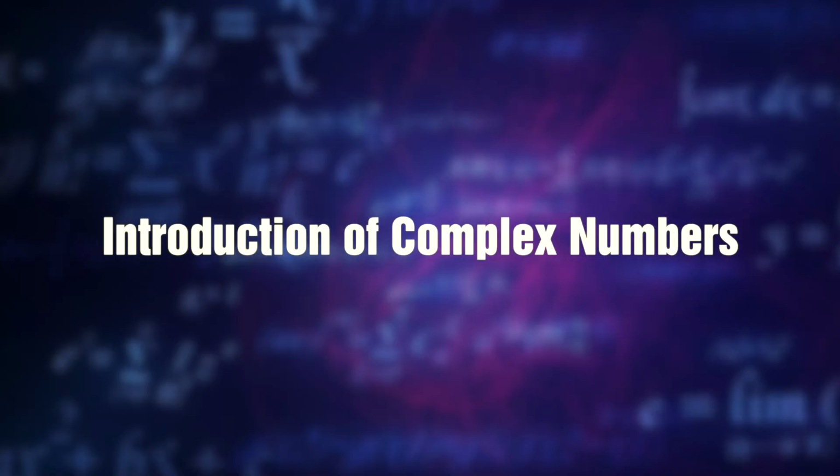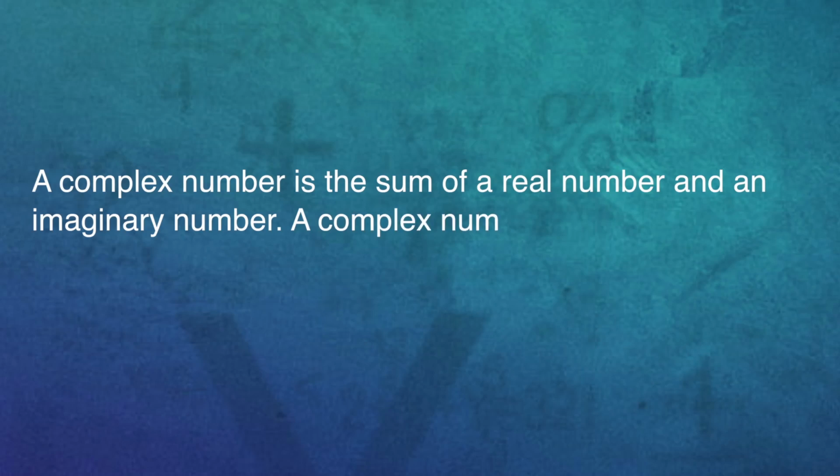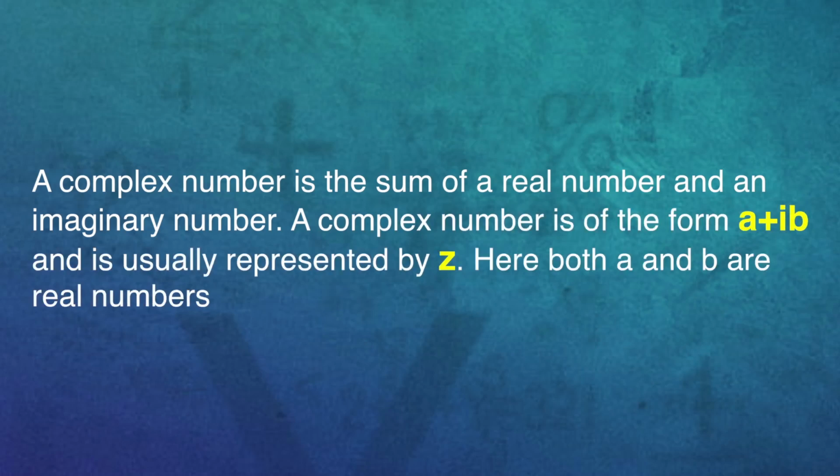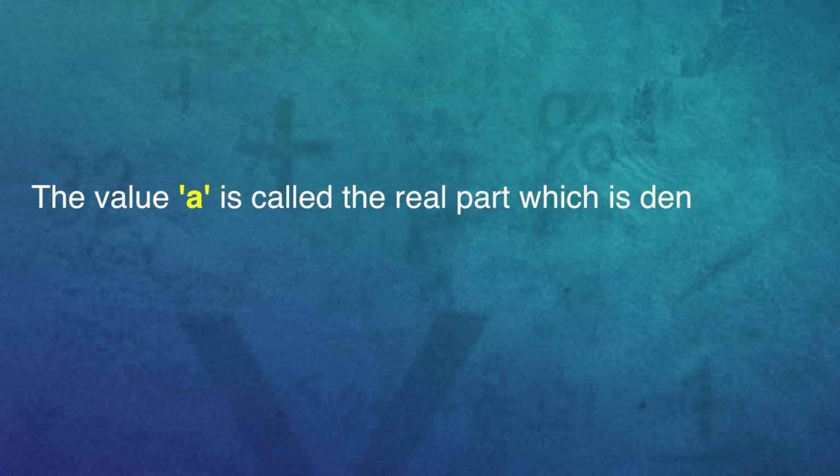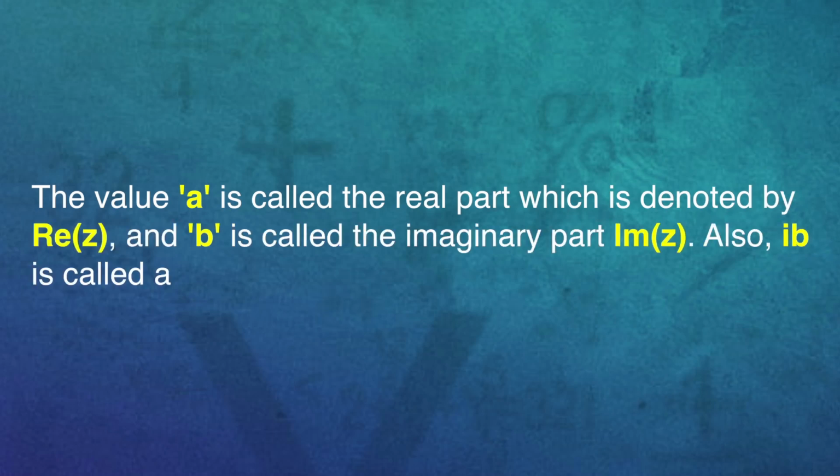Introduction of complex numbers. A complex number is the sum of a real number and an imaginary number. A complex number is of the form a plus ib and is usually represented by z. Here both a and b are real numbers. The value a is called the real part, which is denoted by real part of z, and b is called the imaginary part, namely imaginary part of z. Also, ib is called an imaginary number.